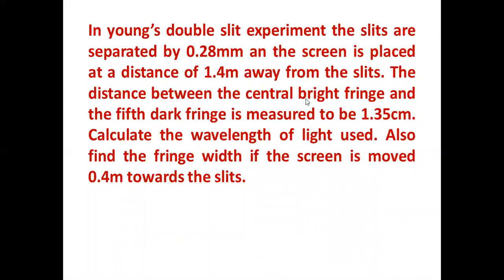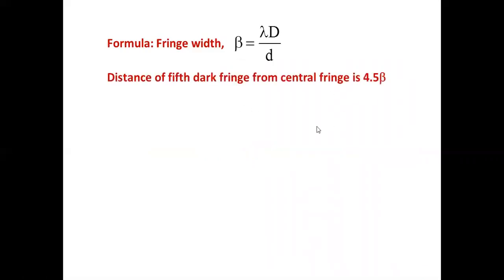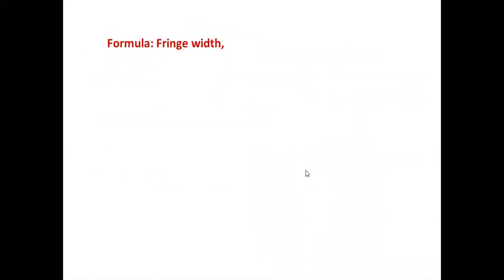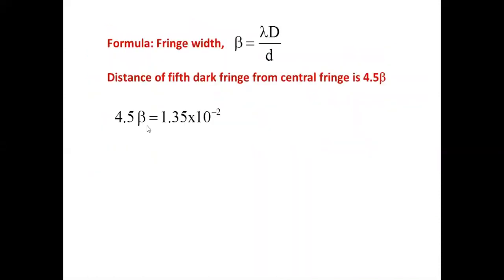The distance between the central bright fringe and the fifth dark fringe. Fifth dark fringe, we have to find out, 4.5 beta is given. What is 4.5 beta? That is 1.35 centimeters. We will get beta, so beta is 1.35 centimeter divided by 4.5. Now you get the width of 1 beta, one bright to bright fringe distance.